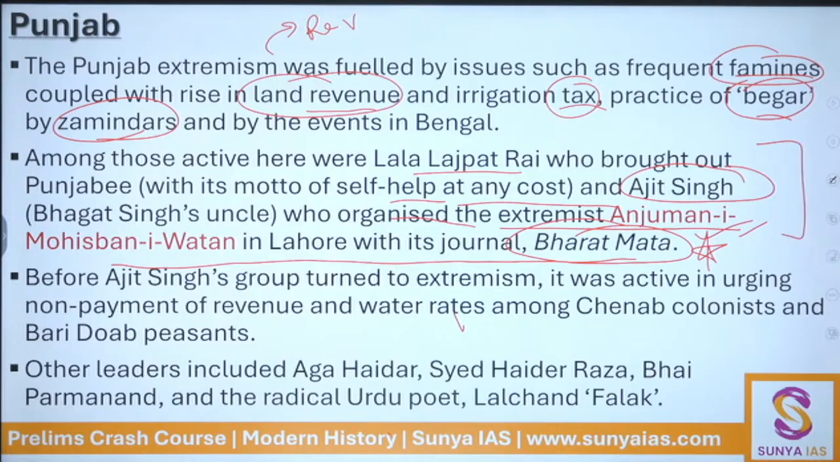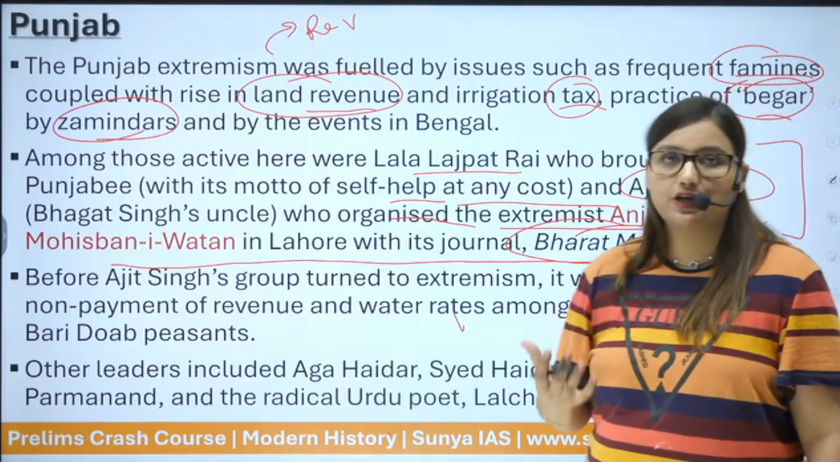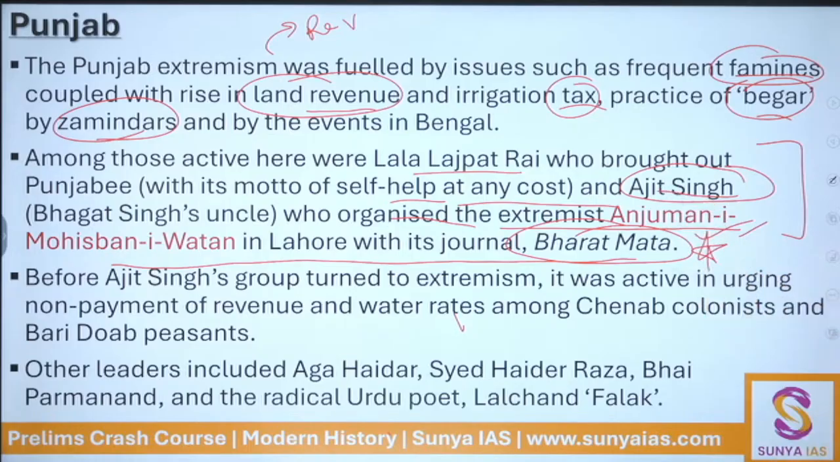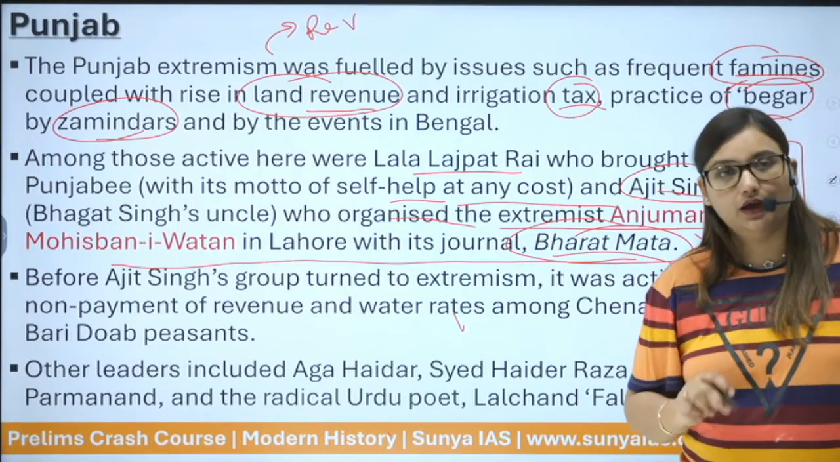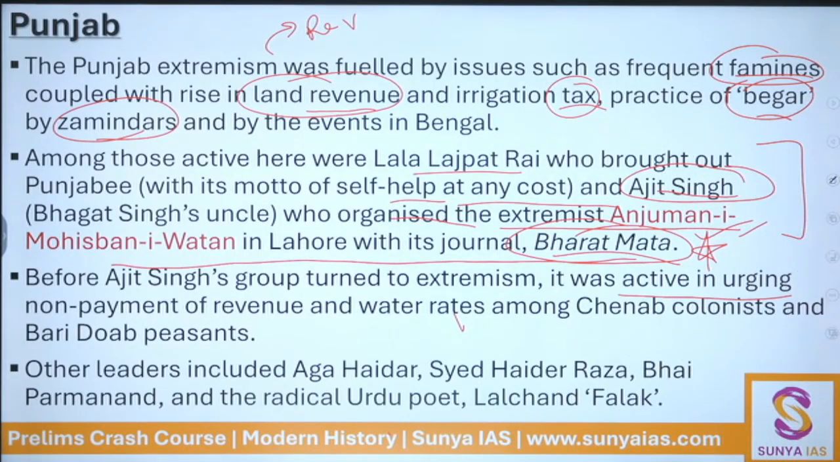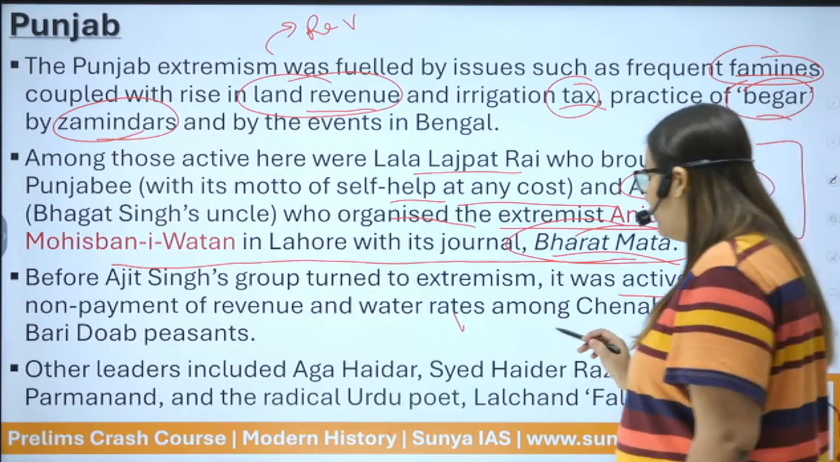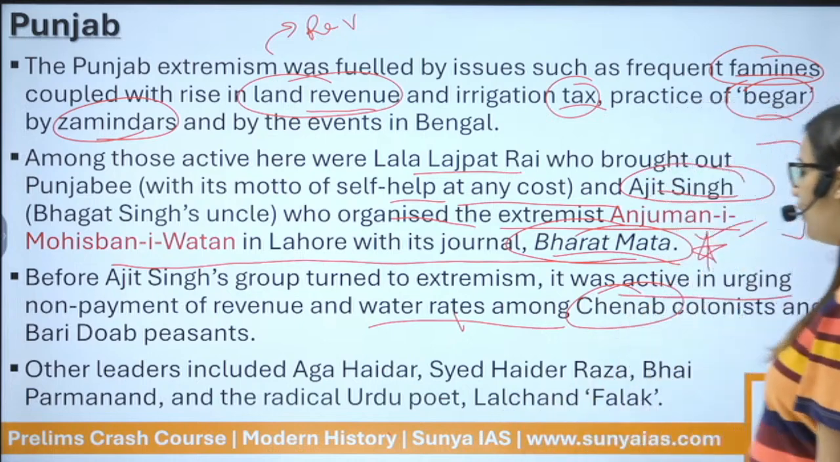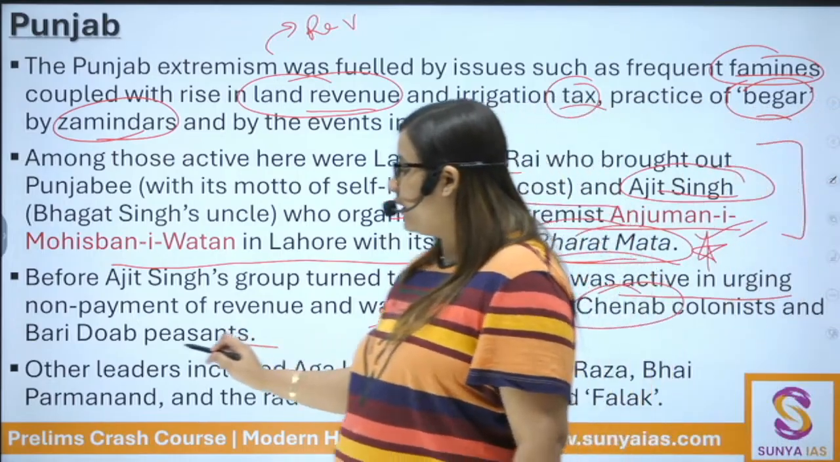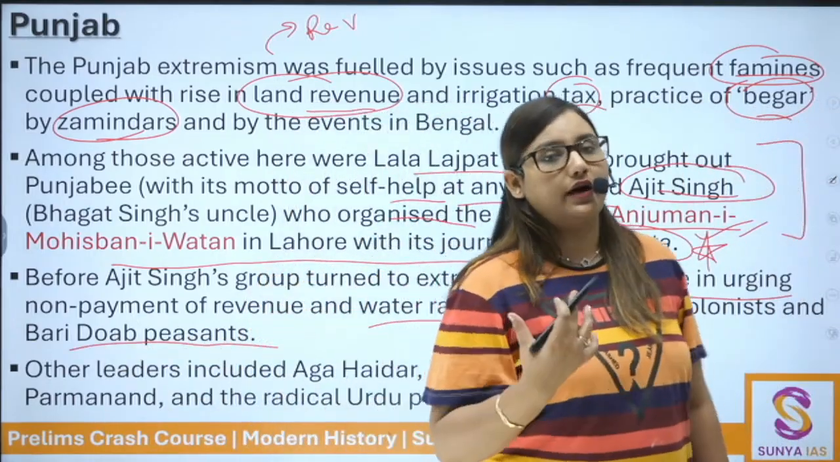Please understand this. Okay, so if we talk about the revolutionaries of Punjab, we had Lala Lajpat Rai and Ajit Singh. Ajit Singh was the uncle of Bhagat Singh. Ajit Singh organized the extremist group known as Anjuman-e-Mohibban-e-Watan in Lahore, and he had its journal Bharat Mata. Before Ajit Singh's group turned to extremism, it was active in urging non-payment of revenue. They were already fighting for water rates among the Chenab colonists and Bari Doab peasants. So they were already working for peasants, they were already talking about it.